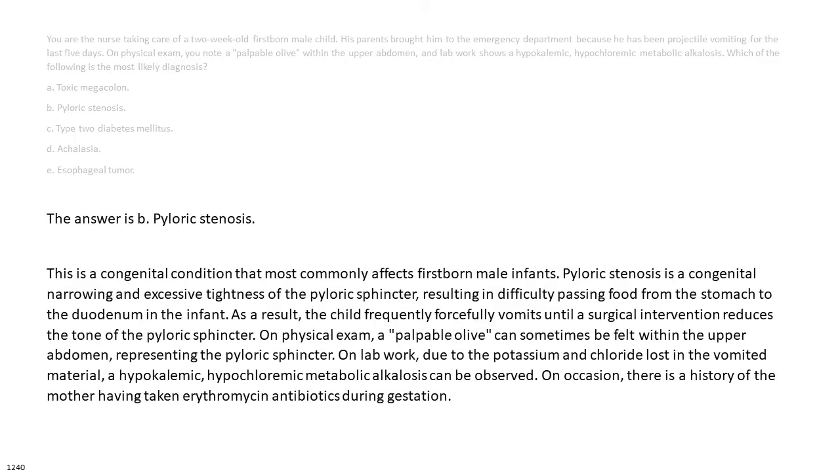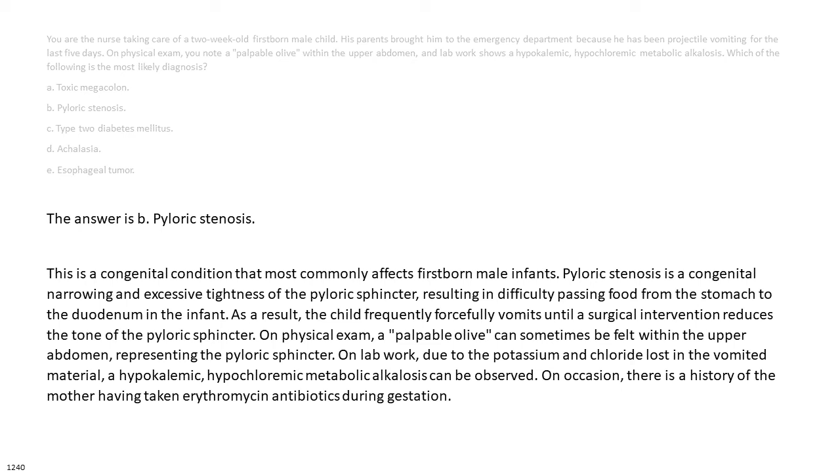The answer is B. Pyloric stenosis. This is a congenital condition that most commonly affects firstborn male infants. Pyloric stenosis is a congenital narrowing and excessive tightness of the pyloric sphincter, resulting in difficulty passing food from the stomach to the duodenum in the infant. As a result, the child frequently forcefully vomits until a surgical intervention reduces the tone of the pyloric sphincter.